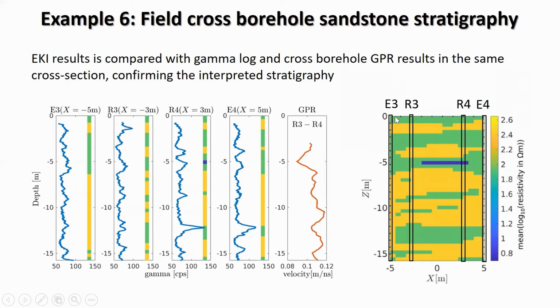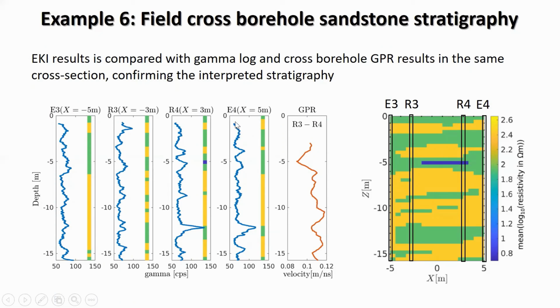So if we've got our image zone here between these two boreholes, E3 and E4, we've got two boreholes in between them, R3 and R4, which we use for ground penetrating radar. So cross borehole ground penetrating radar carried out between these two boreholes, and we see this GPR profile, and this brings out this low velocity, i.e. high water content zone at 5 meters, which coincides nicely with this different zone that we've got out with our ensemble Kalman inversion.